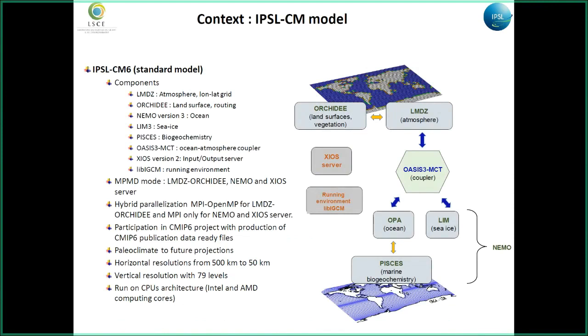Okay, so to start, some general information about the model. This is the IPSL coupled model in its ocean-atmosphere configuration. It is composed of LMDZ as an atmospheric model, both for dynamics and physics, on a lon-lat grid, and ORCHIDEE as a land surface and routing model.